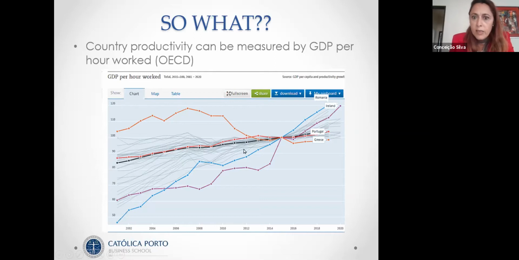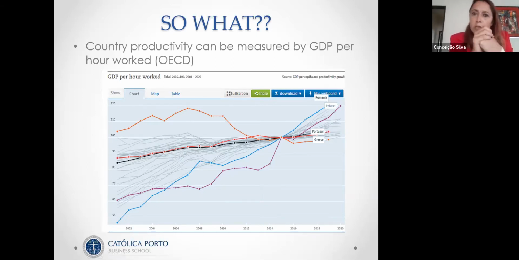The OECD average is this black line. We see this purple line here, which is Ireland, which has also shown a spectacular increase in this GDP per hour worked. Portugal has been mostly stable over time. We are not amongst the better countries. Actually, we were in a certain period, like in 2012, after the crisis for some reason, but we are now lagging much behind a lot of countries.